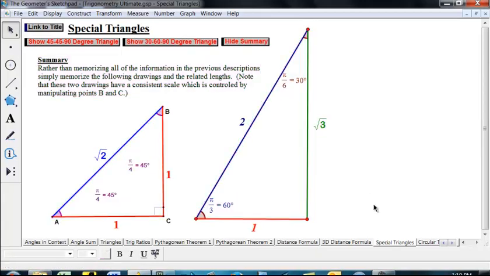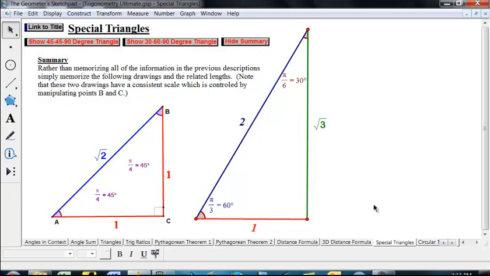So let's summarize this. Here are our two special triangles, and these are drawn to scale. Rather than memorizing all that stuff that I just said, all you really have to do is memorize these two pictures. Okay? And you do want to memorize this because we'll be using these triangles quite a bit in this class.